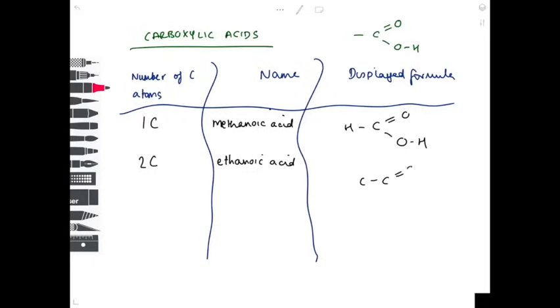2 carbons next to each other, here's our key functional group. Fill up with hydrogens where necessary, and that is ethanoic acid. Looking at the 3 carbon version, so propanoic acid, 3 carbons in a line. There's your functional group. Fill up with H's.